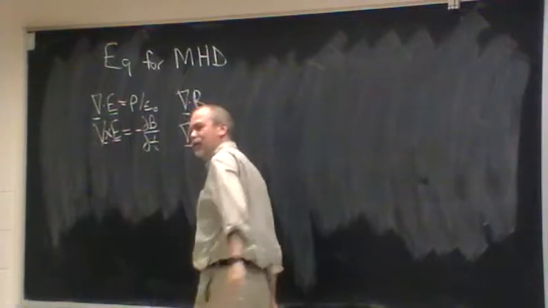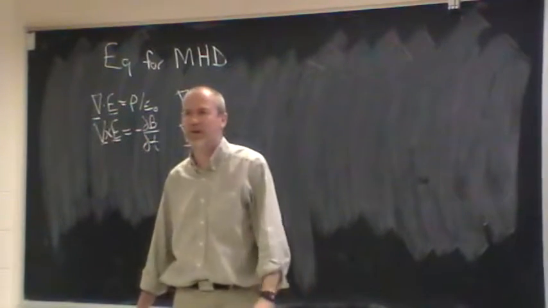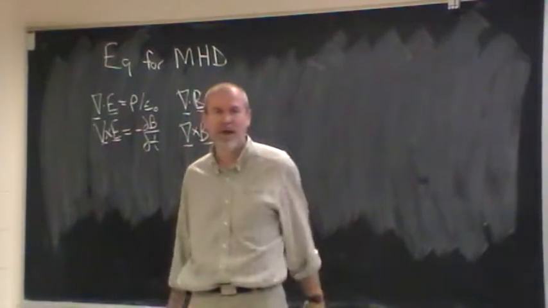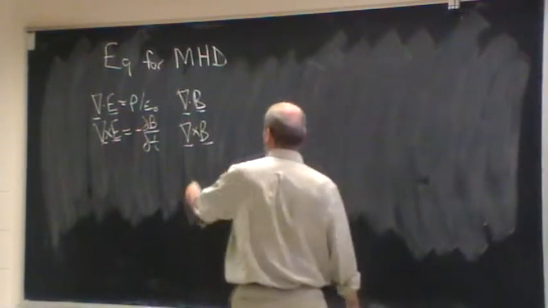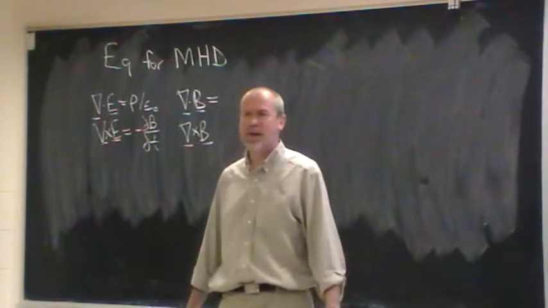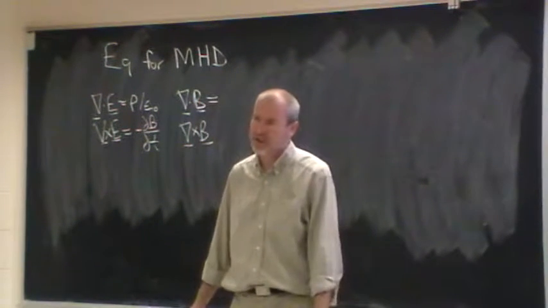The curl of E is governed by induction. So if magnetic fields are time varying, you get EMFs, you get electric fields on closed paths. And the divergence of B would be non-zero if magnetic monopoles exist.